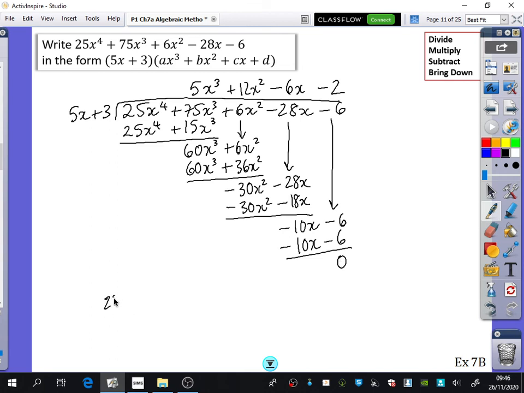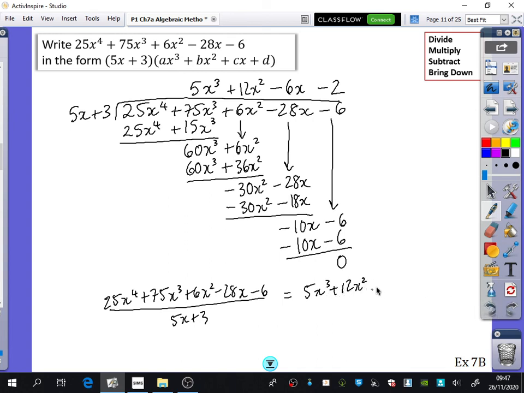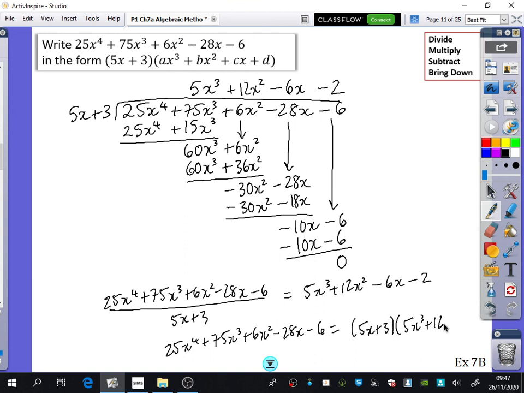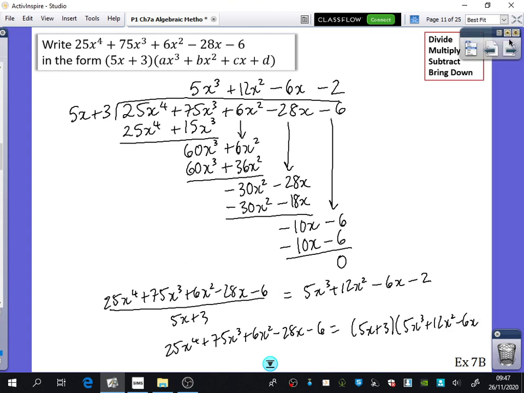So what we've said here is that long thing divided by 5x plus 3 was equal to 5x cubed plus 12x squared minus 6x minus 2. So our answer is that the whole thing, there's a lot of writing this all out again, is equal to 5x plus 3 times 5x cubed plus 12x squared minus 6x minus 2.